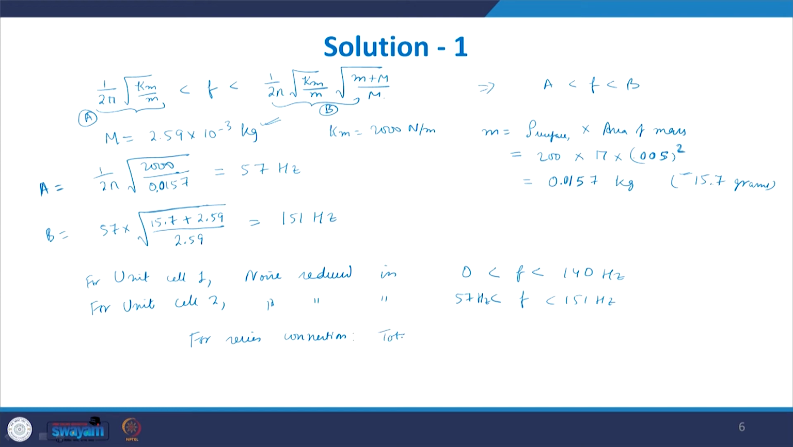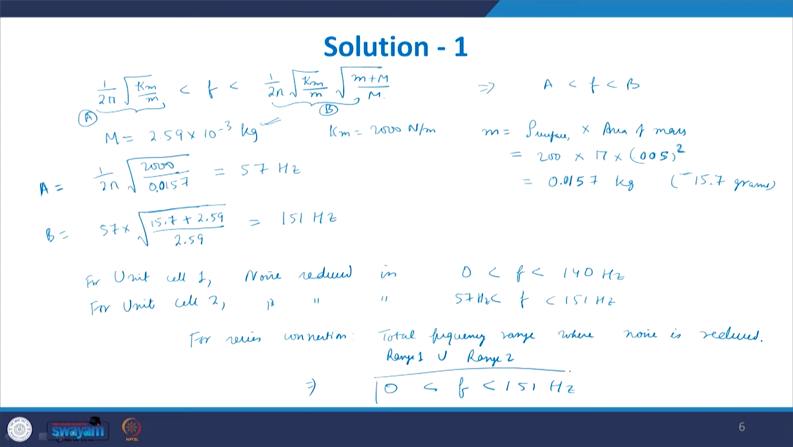The total frequency range where noise is reduced will be range 1 union range 2. So this will give us from 0 to 151 hertz. But this is the range 1 and this is the range 2.